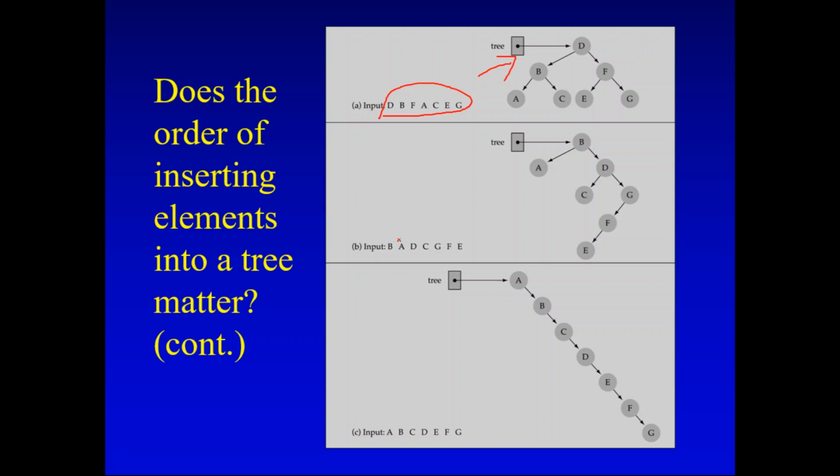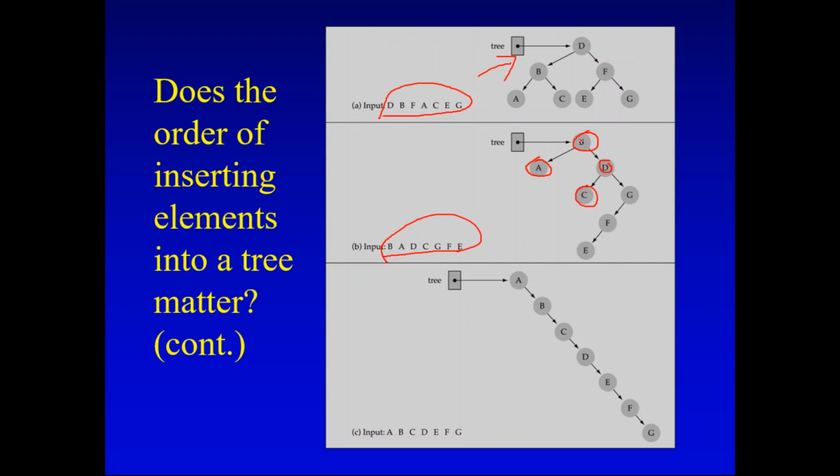Okay. But if the input order is changed, if the values are the same but the order is changed, then you will get a tree something like this. Here the first element inserted is B. Then A is less than B, so it comes to the left of B. Then D is greater than B, so it comes to the right of B. Then C is greater than B, so you go to the right, which is D. But it is less than D, so you go to the left, so C will come here.